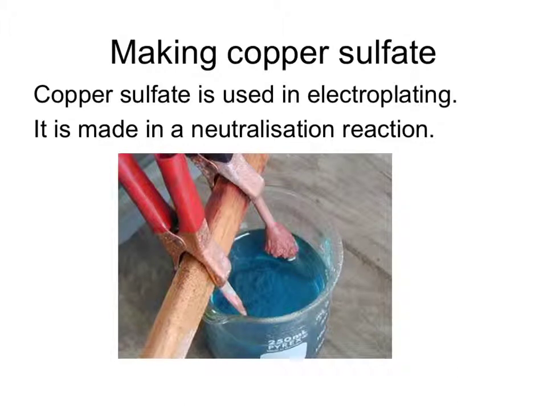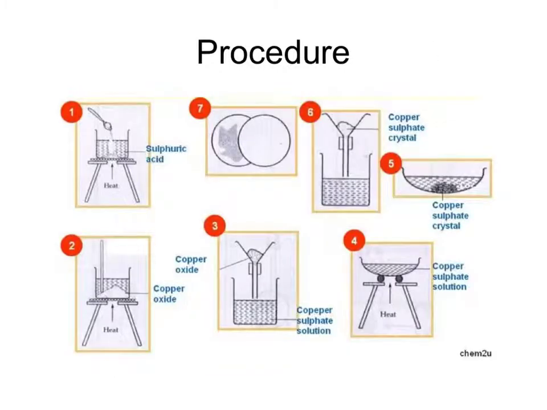One substance you might have made in chemistry is copper sulfate. Copper sulfate's a blue crystalline chemical which is dissolved in water and then used in electroplating. It's made usually in a neutralization reaction involving sulfuric acid. One method of making copper sulfate is the reaction between an acid, sulfuric acid, and a base, copper oxide.